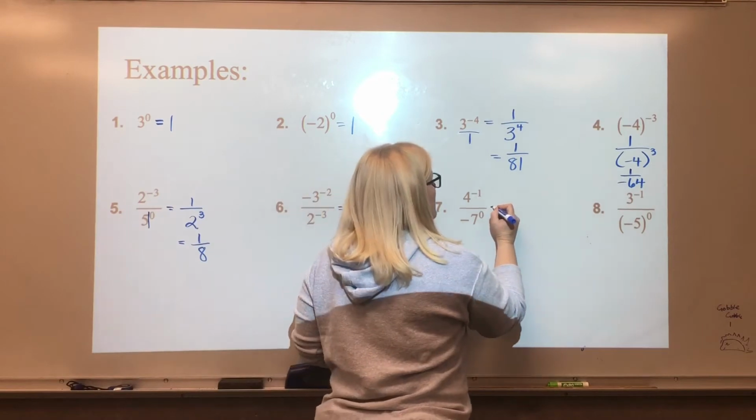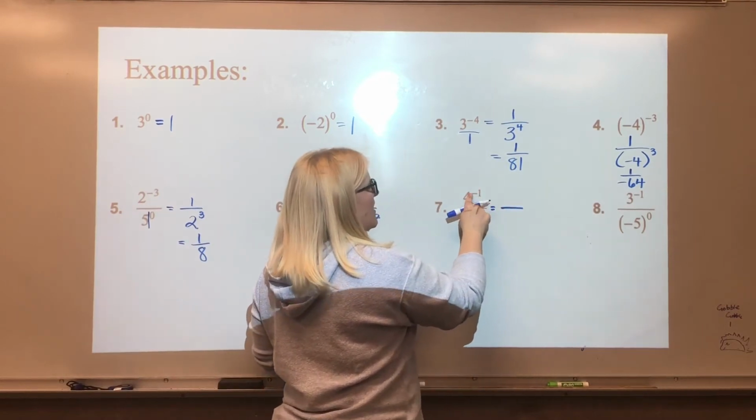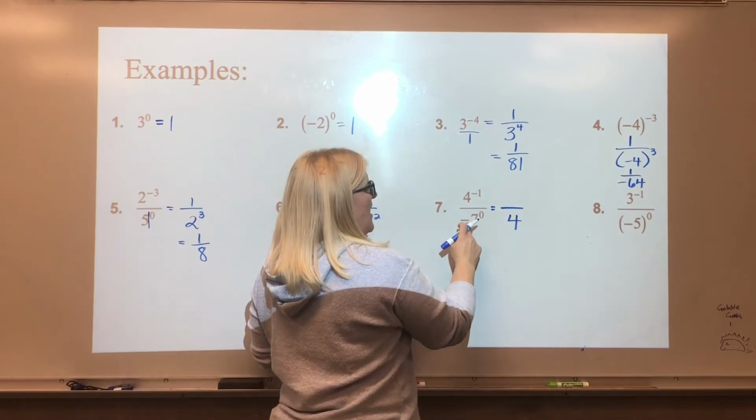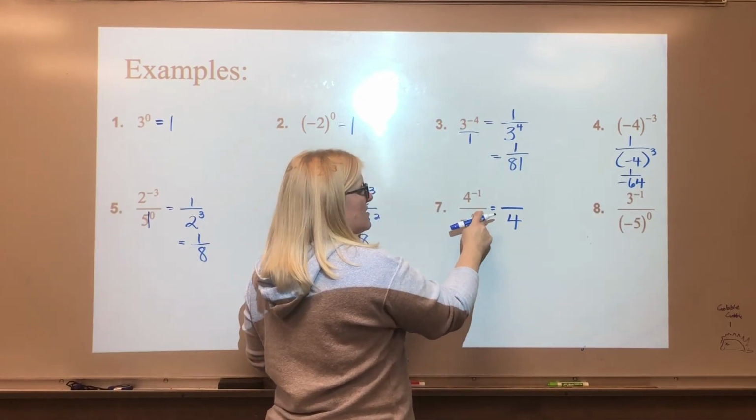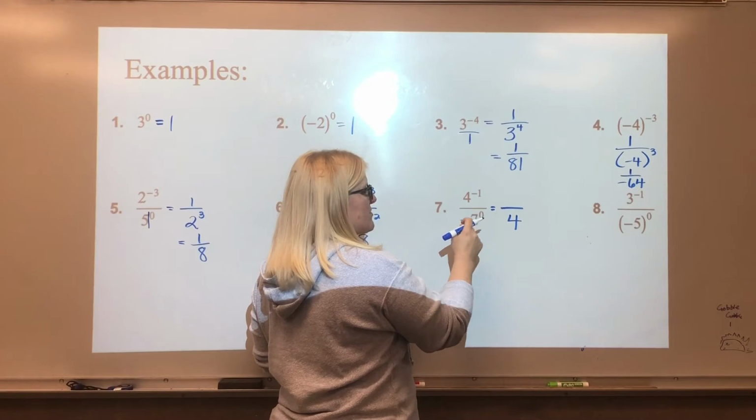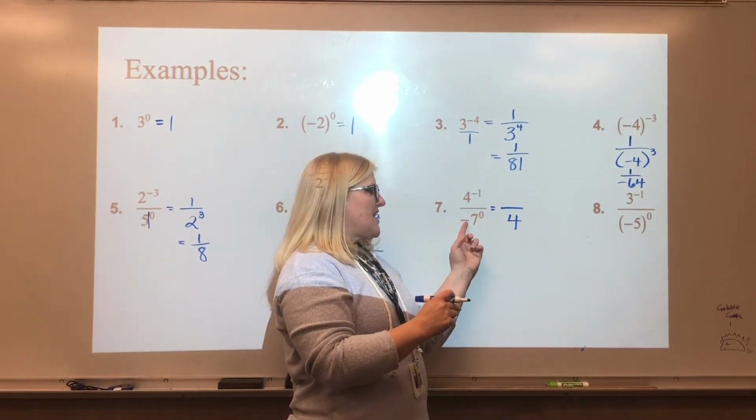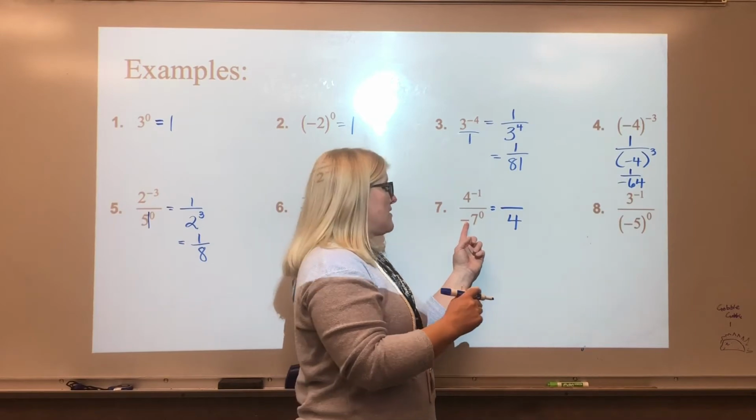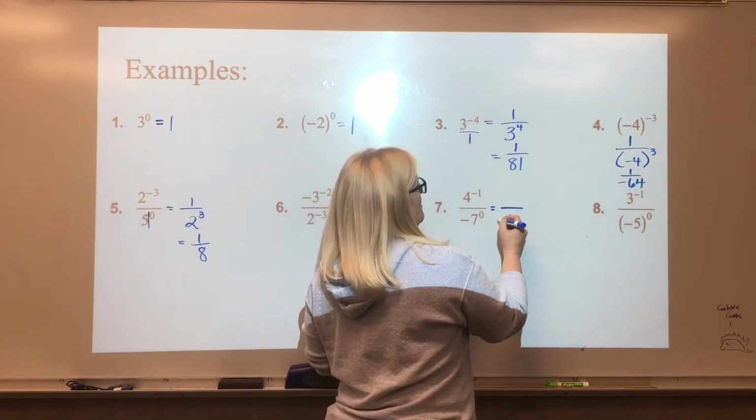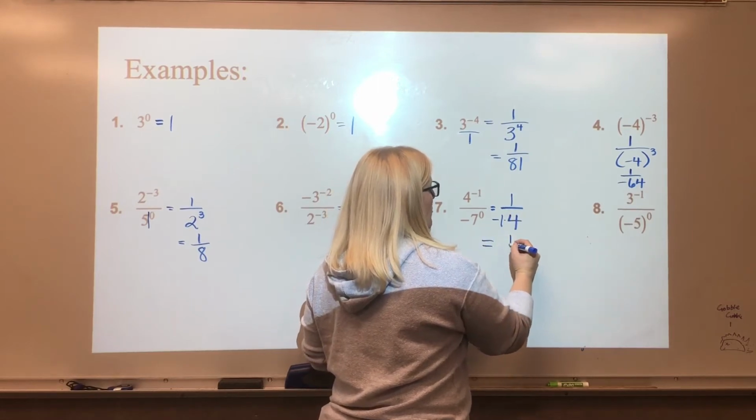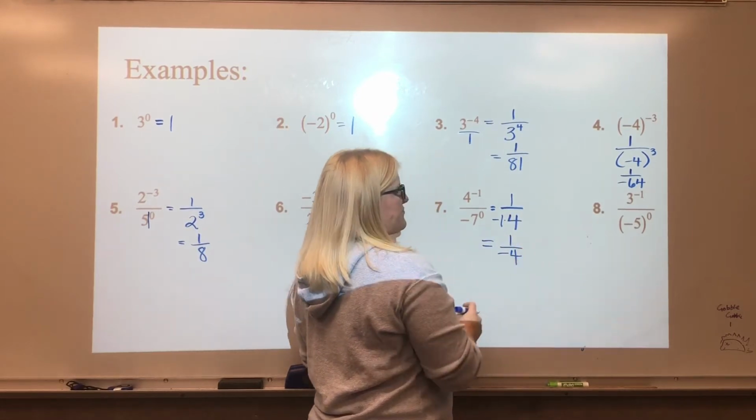Okay, so here, 4 to the negative 1, it's going to go downstairs. So 4 to the first. And negative 7 times 0, to the 0 power, is 1, but I have that negative here, so it's negative 1. So this is negative 1 times 4, so 1 over negative 4.